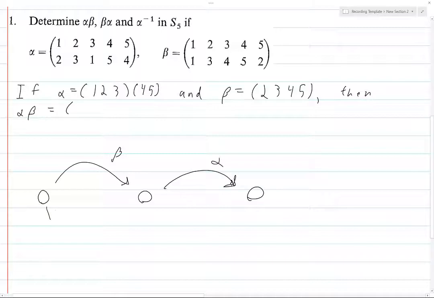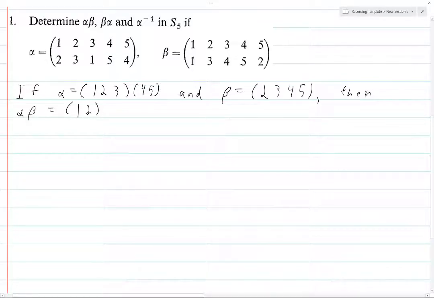And so you start with 1. Beta will send it to 1, and alpha will send 1 to 2. So 1 goes to 2. What's next? 2. Beta sends 2 to 3, and then alpha sends 3 to 1. So 2 goes to 1, and that's the end of the cycle, because 2 goes back around to 1. I'll stop drawing this, but that's the basic idea of what's going on.